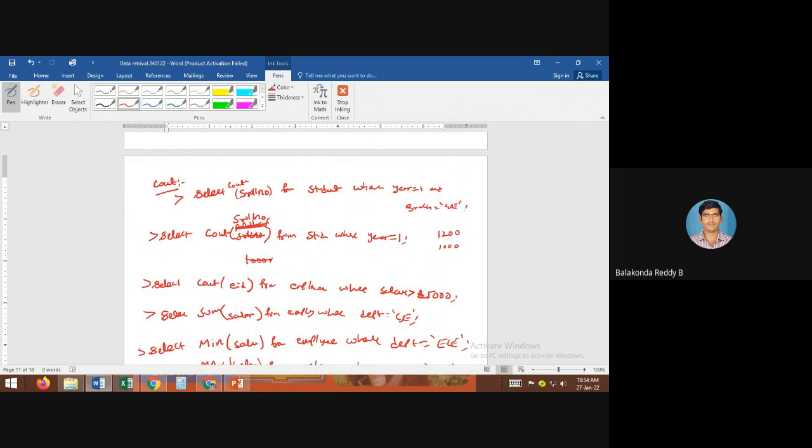Okay. Next, second one. Select count of S roll number from student where year equal to 1 and branch equal to CSC.